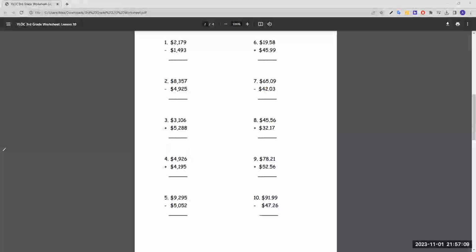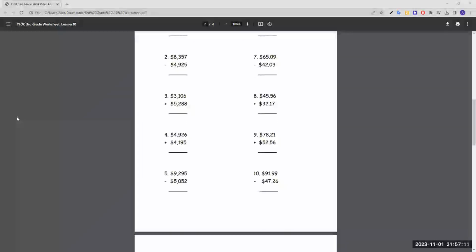Number 4, 4,926 plus 4,195. 6 plus 5 is 11. So we just put a 1 here, and the other one goes here. 9 plus 2 plus 1 is 11 plus 1, which is 12. We add a 1 again. 9 plus 1 plus 1 is 10 plus 1, which is 11. And lastly, 4 plus 4 plus 1 is 8 plus 1, which is 9. So our answer is 9,121.